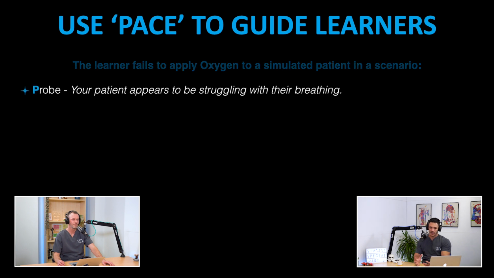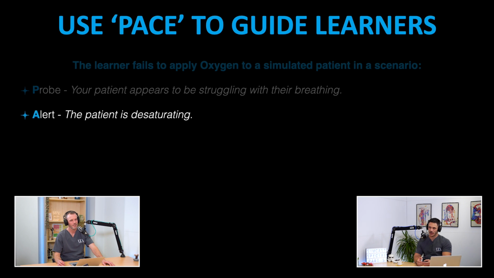So with probing, you might say, at this point, is there anything that you might intervene with in terms of what's happening with your patient's condition? Okay, so you're just hinting at that. You're not spelling it out at this point, but you're trying to get the learner to problem solve themselves. If that doesn't work, then you escalate up to A, which is alert. And you might say something along the lines of, I just want to bring it to your attention that I think the oxygen saturations are currently dropping. Is there anything you'd like to do about that?